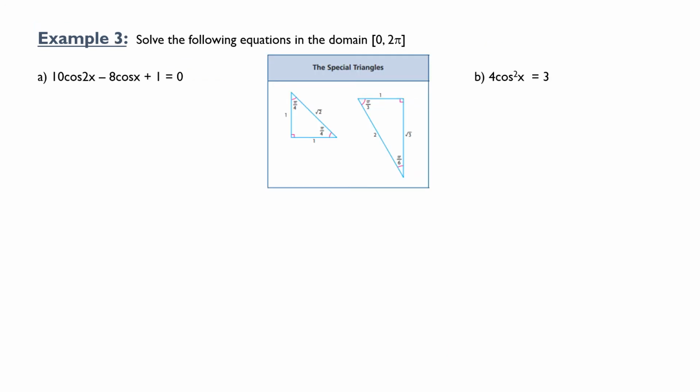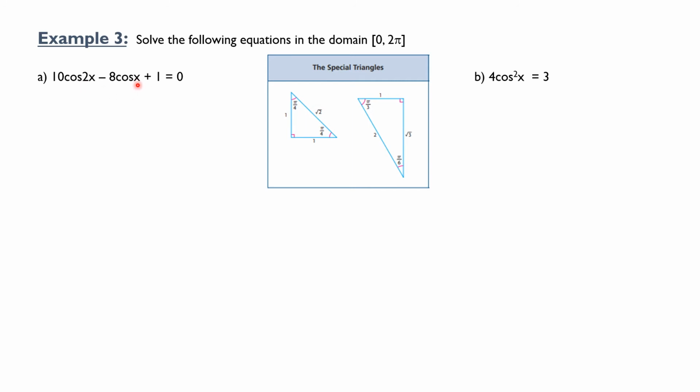All right, example 3. I like doing these questions because you get to bring in all your knowledge from so many things together to solve a problem. So let's look at A first. First of all, we're in radians, not in degrees. So I put the little radian angles here for you. Notice that we have different angles. Here's a double angle and here's a single angle. So we're going to have to deal with that.